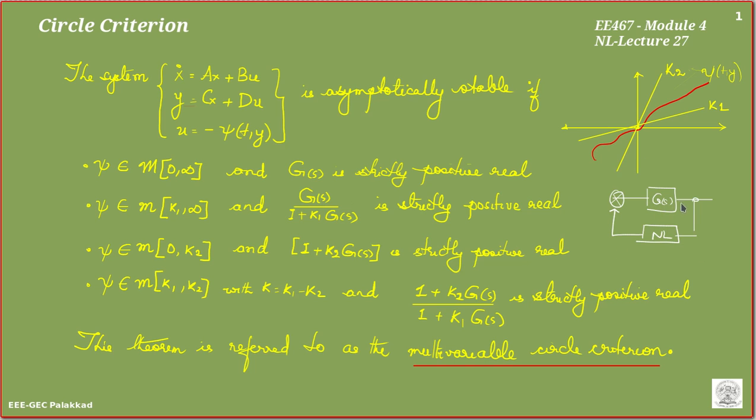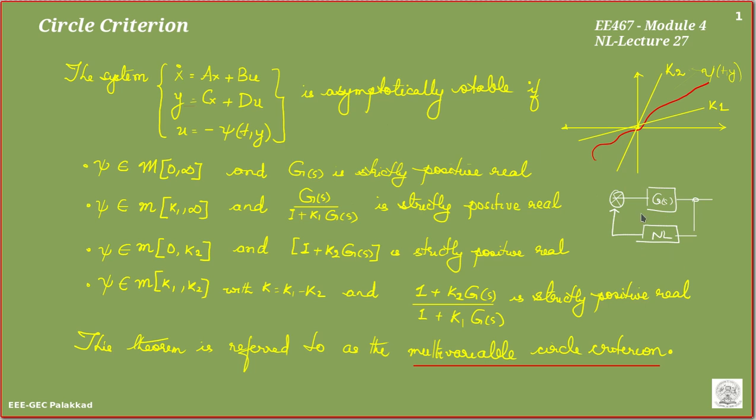Now we saw, using the feedback loop transformations, that if the nonlinearity is in the zero-infinity sector, we can say that the nonlinearity is passive, and if G(s) is also passive, which means strictly positive real, then the whole feedback connected system is asymptotically stable.